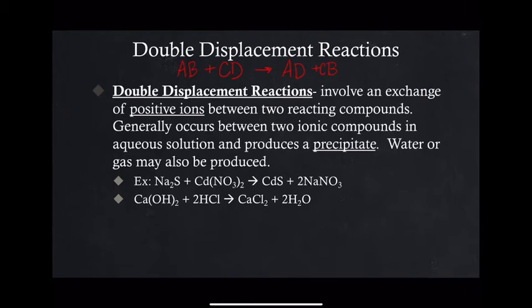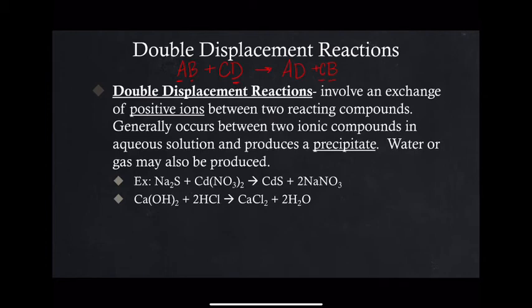Okay? We have our elements that recombined, okay? So on the first side, AB is together and CD is together. And then on the second side, on their products, they've switched. So A has repaired up with D. The positive cation has repaired up with the negative anion. And then same thing, C, the positive cation, has repaired up with B, the negative anion. So you have to make sure that you do it that way, okay?